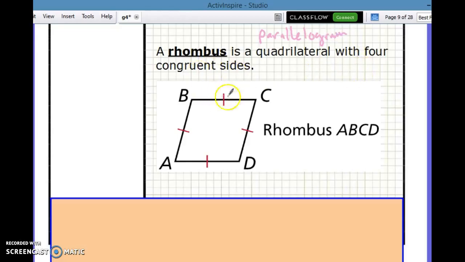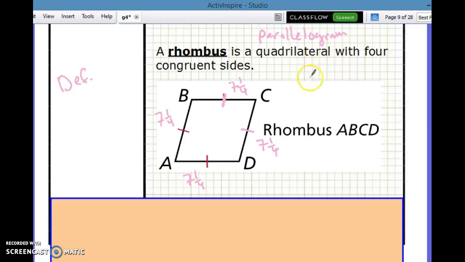With four congruent sides. You can see that the congruent sides are marked again with these tick marks in each side. So if this side was 7 1/4, all the other sides would be 7 1/4. So again, this is just the definition. We're looking at strictly the definition of a rhombus. What we're going to be looking at next are the special properties of a rhombus.